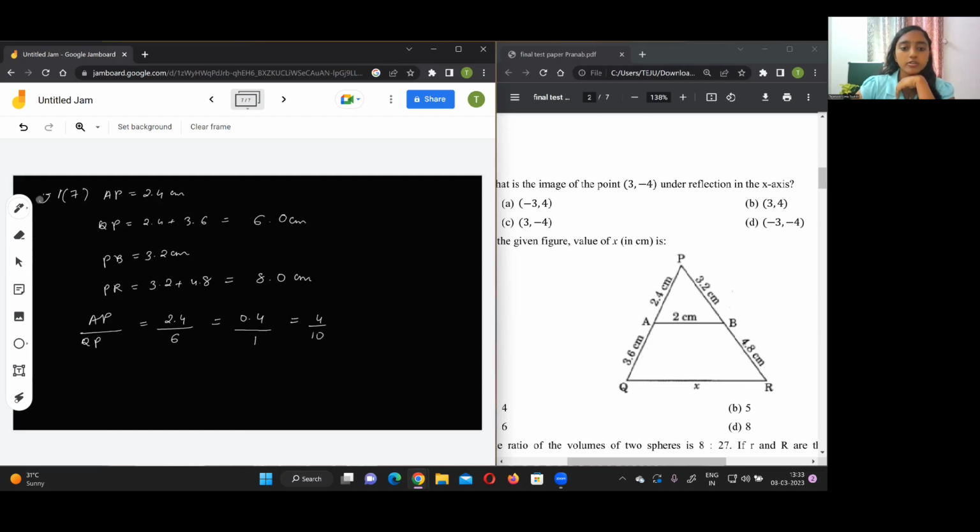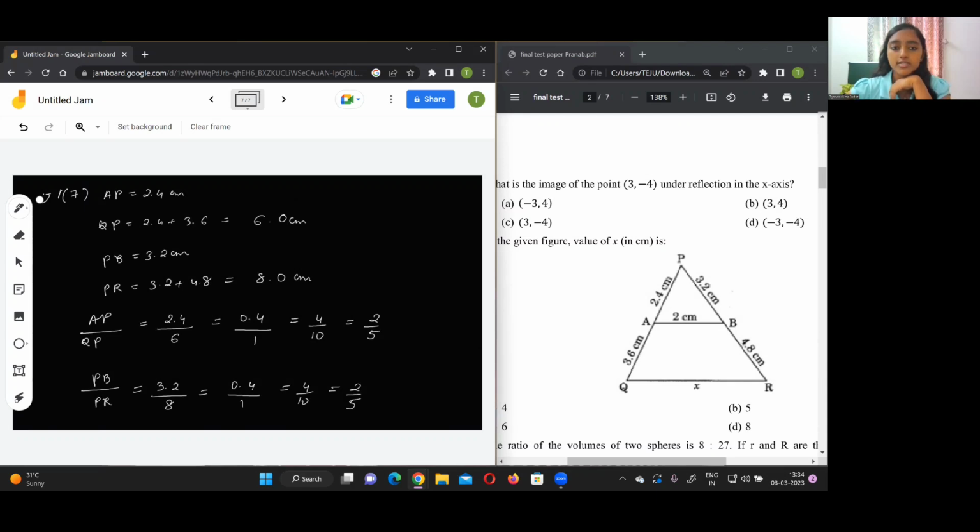Which is nothing but 2 by 5. Similarly, when we do PB by PR, we get 3.2 by 8, which is nothing but 8 4s are 32. So 0.4 by 1, which is nothing but 4 by 10 again, which is 2 by 5. So what does this show? The triangle APB is similar to triangle QPR.